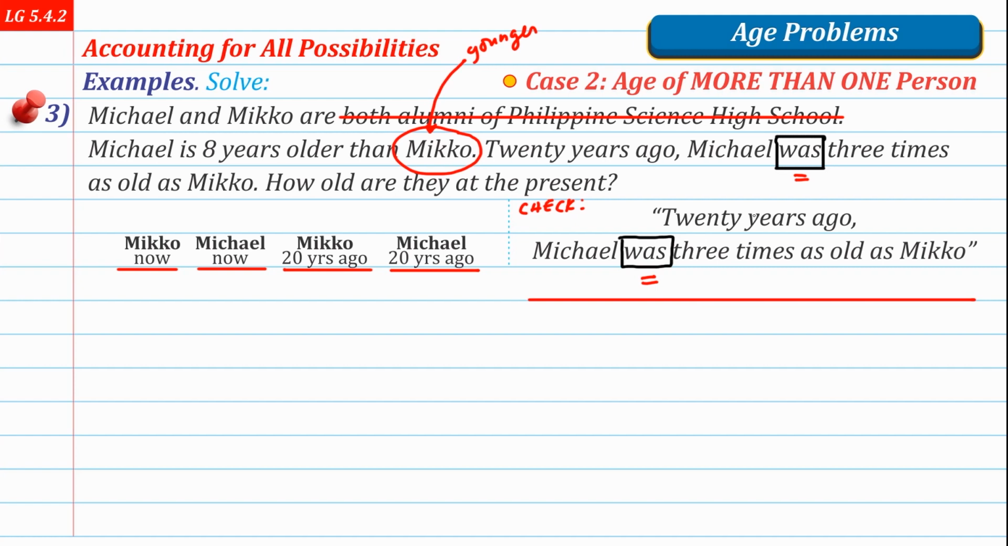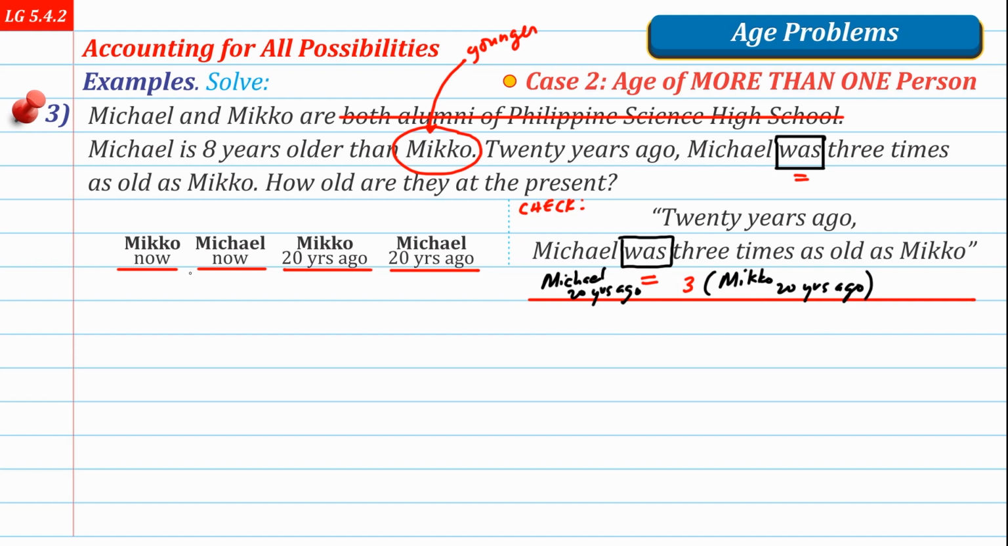Michael was... Ibig sabihin, 20 years ago, Michael. So, Michael, 20 years ago, 3 times Miko, 20 years ago. Correct? So, ito yung condition, di ba? Ang galing, yan yung i-check mo. Okay, mag-trial values na tayo.